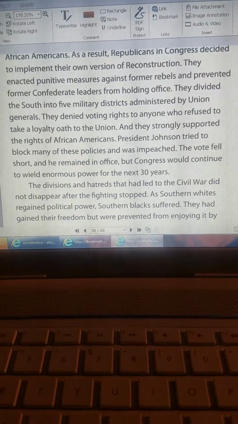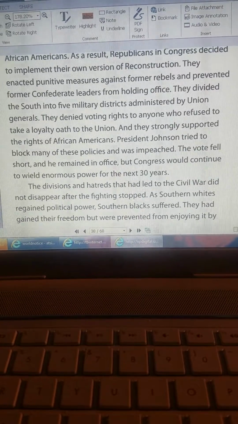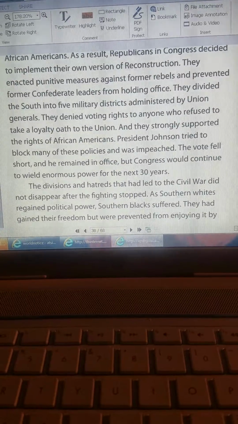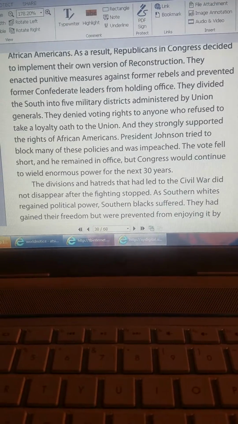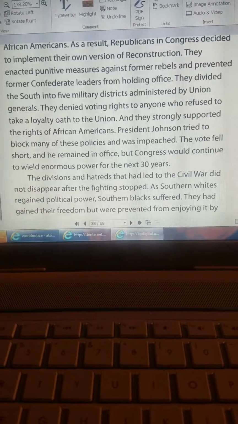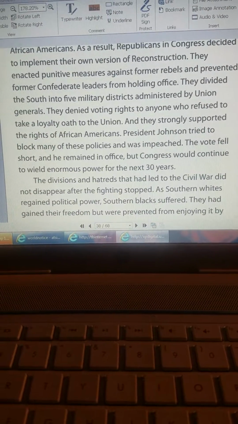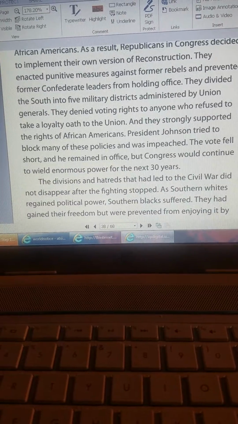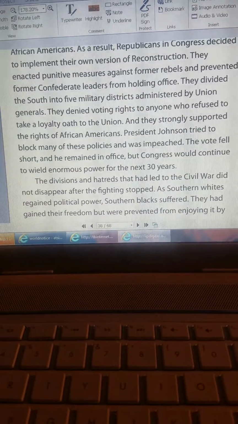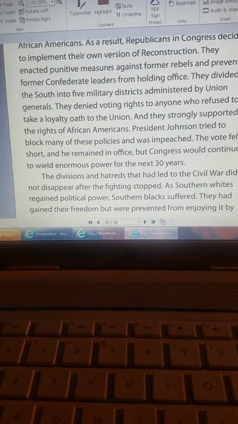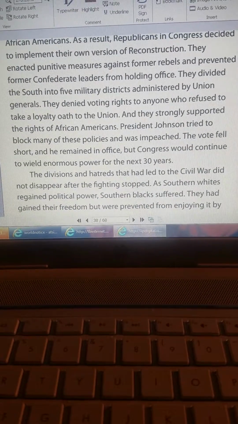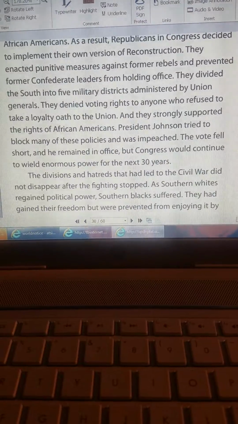President Johnson tried to block many of these policies and was impeached. The vote fell short and he remained in office, but Congress would continue to wield enormous power for the next 30 years. The divisions and hatreds that had led to the Civil War did not disappear after the fighting stopped. As Southern whites regained political power, Southern blacks suffered. They had gained their freedom but were prevented from enjoying it.